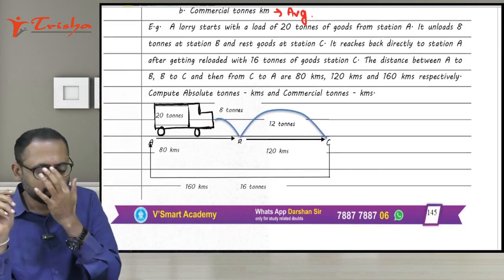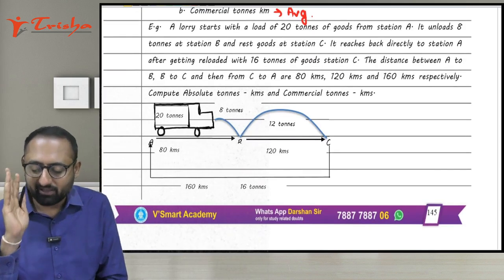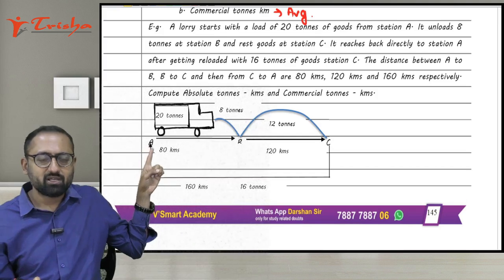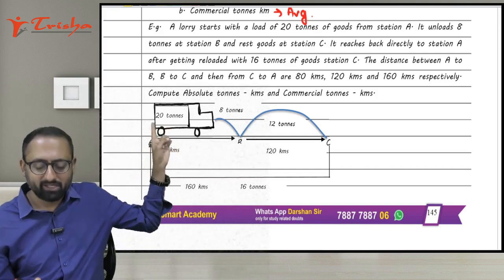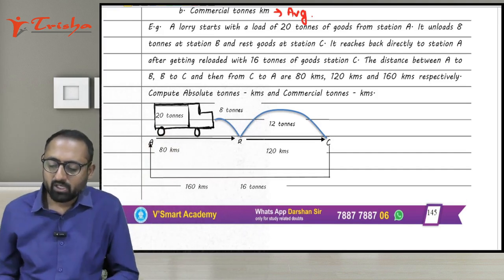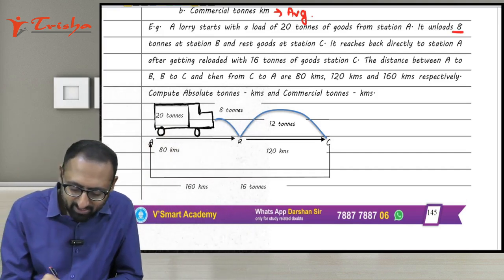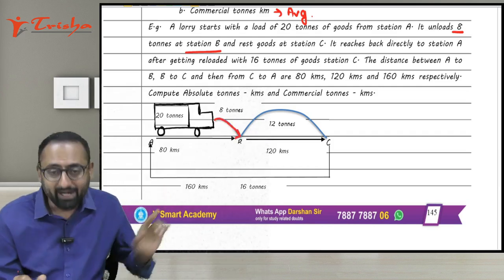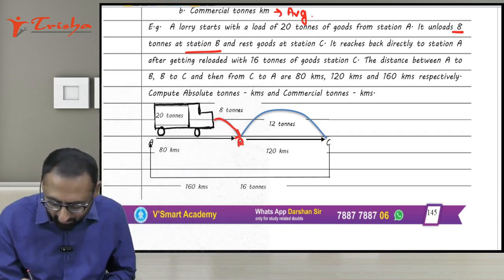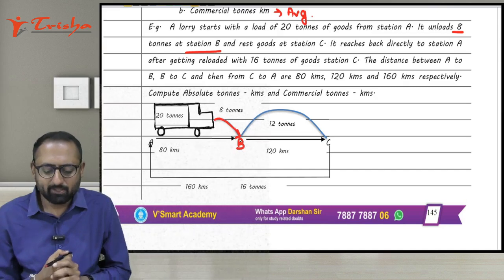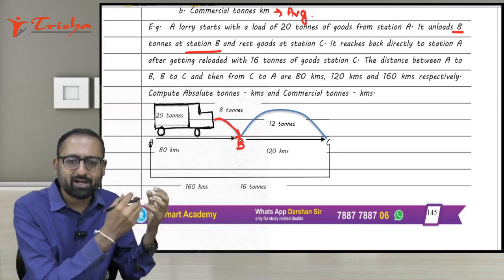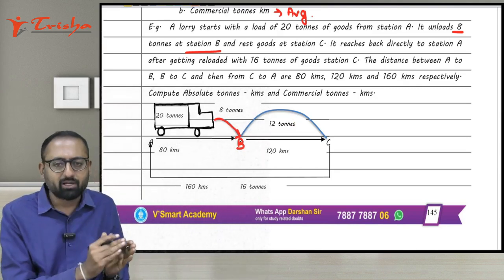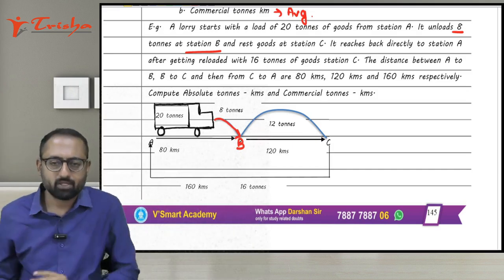Let's see the example. A lorry starts with a load of 20 tons of goods from station A. If you can check that, this is your station A. The load of the lorry is 20 tons. So it's starting from station A, it unloads 8 tons at station B. Okay, out of that 20 tons, 8 tons are unloaded at station number B. So obviously, how much will be left? Is it 12 tons? Now the remaining 12 tons will be carried from station B to station C.